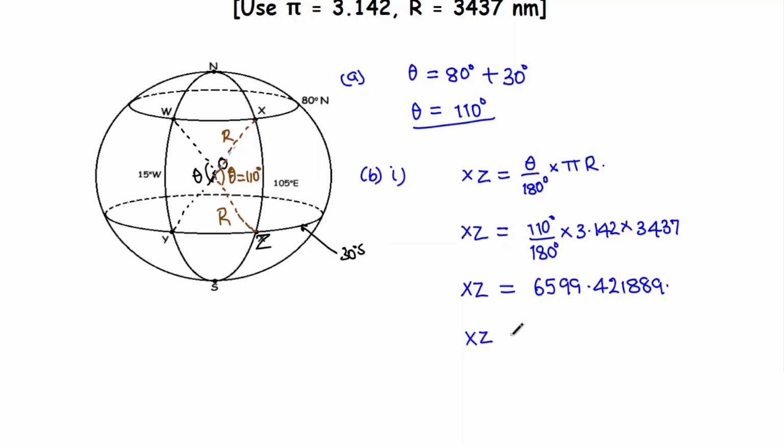XZ is approximately 6,600 nautical miles. If you need it in decimal places, like 1 or 2 decimal places, or whole number, it will be 6,599. Any works, but it's important to first write what you have gotten from your calculation before you do any rounding or consider significant figures. So that is the solution for part B, Roman number 1 of our question.